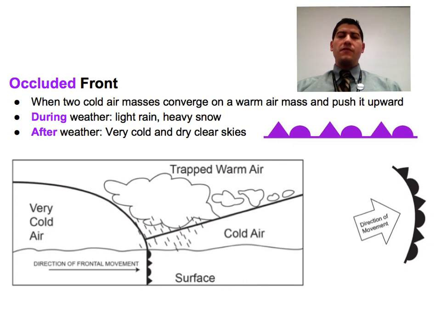The map symbol for an occluded front is a purple line with alternating half circles and triangles on the same side of the line, and they point towards the direction of the weather front movement.